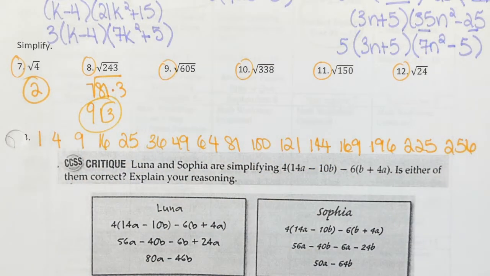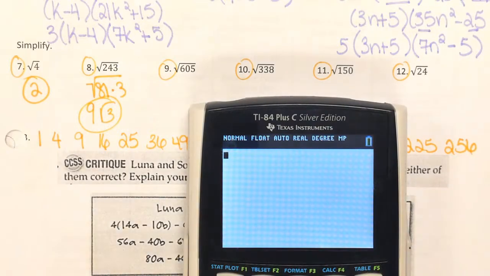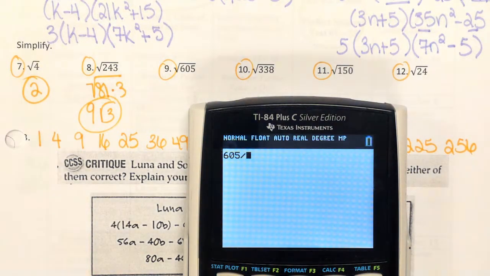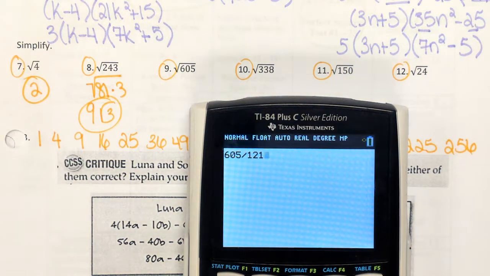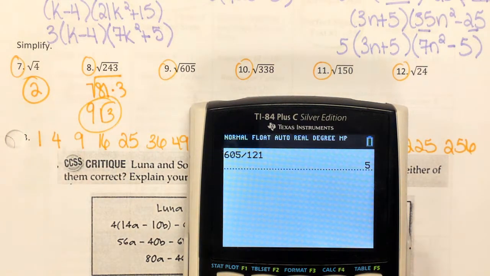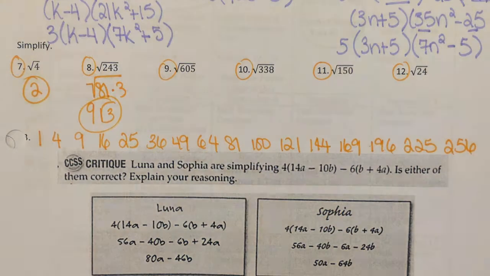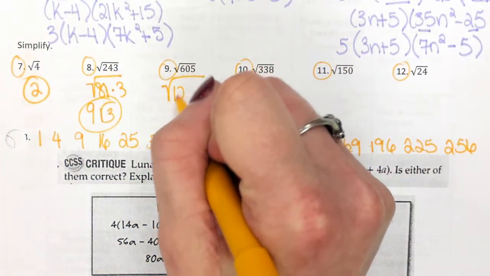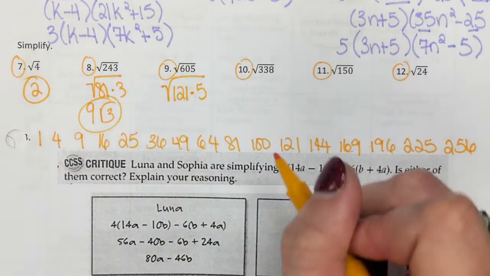All right, so then 605. What is the one that goes into 605? Or just pick one, and who cares if it's wrong? We'll do another one. 121. Okay. Yep, there we go. It's 5. So we can rewrite 605 as 121 times 5.